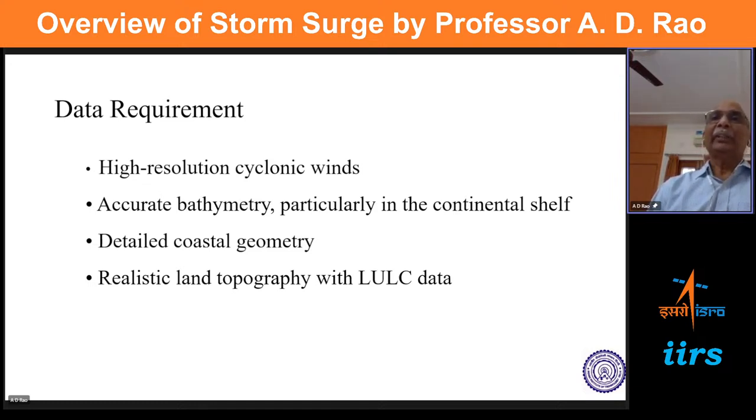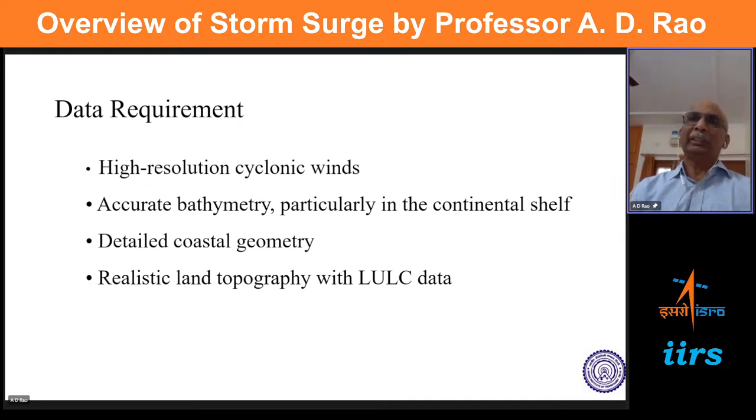Another important thing is accurate bathymetry. As I told you, bathymetry plays an important role, particularly over the continental shelf. Another is detailed coastal geometry, including the river basin. This is very important data required for the inundation. We also need the land topography more accurately. We are merging all the satellite products, SRTM, ALTM, with LULC, to get more and more accurate prediction of coastal inundation.